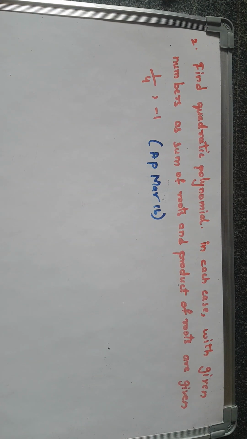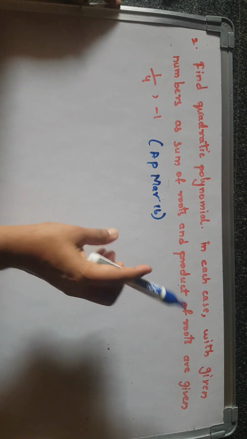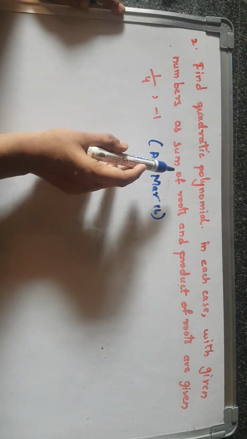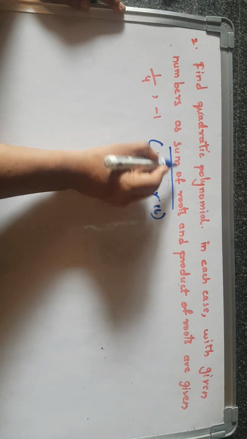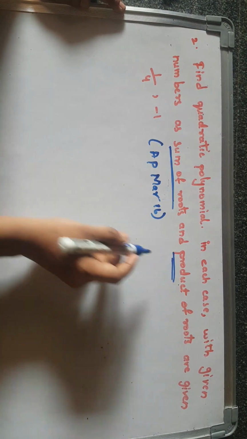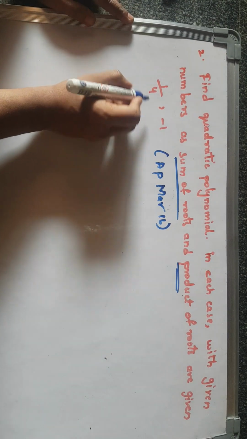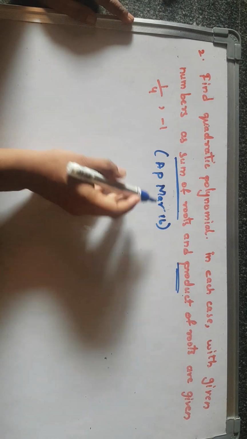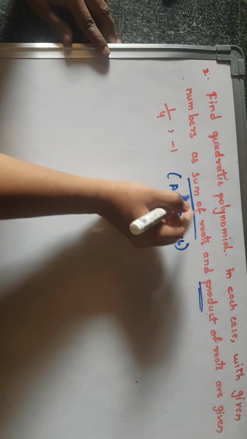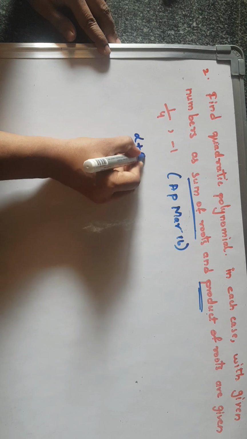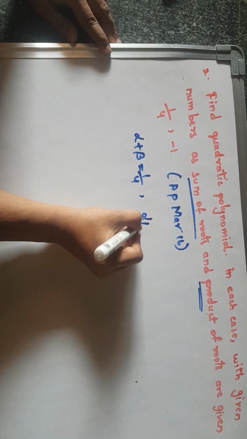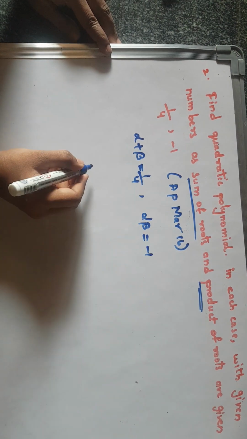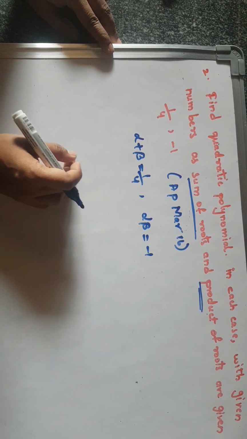This is one of the questions. Find the quadratic polynomial in each case with the given numbers as sum of roots and product of roots. Sum of roots is 1 by 4, product of roots is minus 1. This is an AP March 2016 question. Alpha plus beta is given as 1 by 4, and the product of roots is given as minus 1. Both values are given here.